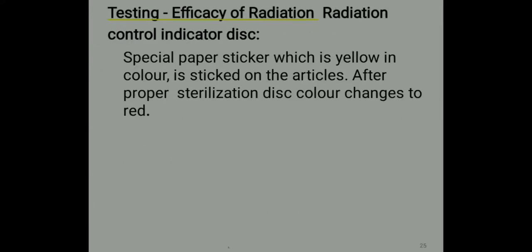Talking about testing the efficiency of radiation, the radiation control indicator disc. A special paper stick with stickers, yellow in color, is stuck on the article. After proper sterilization, this color changes to red.